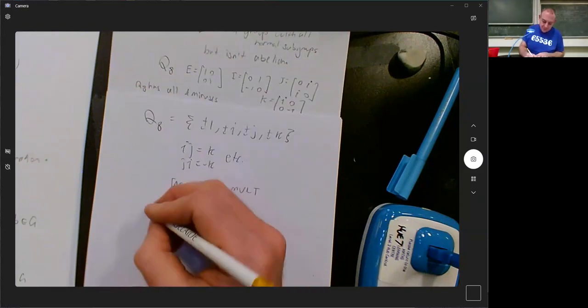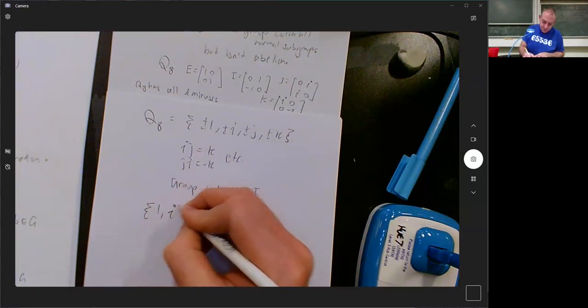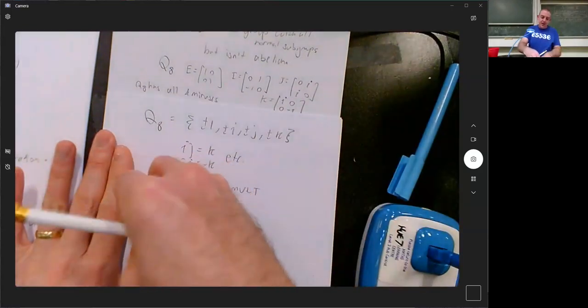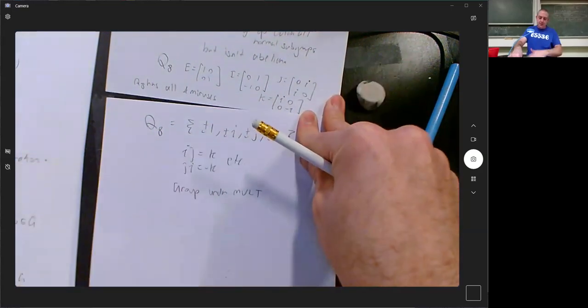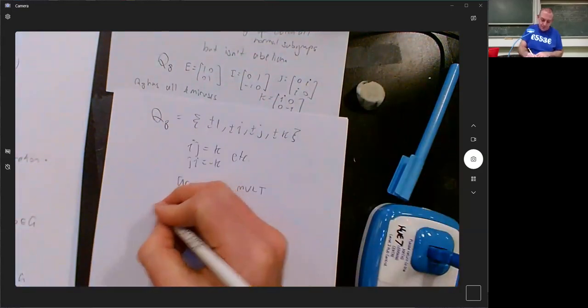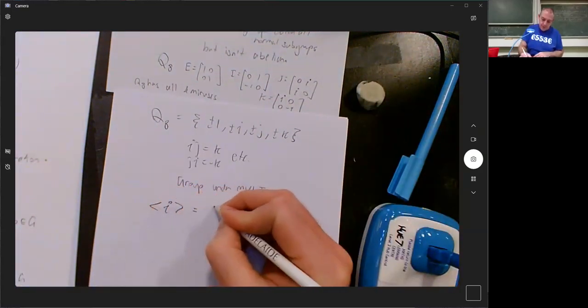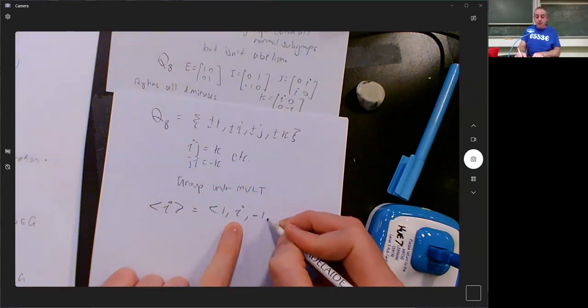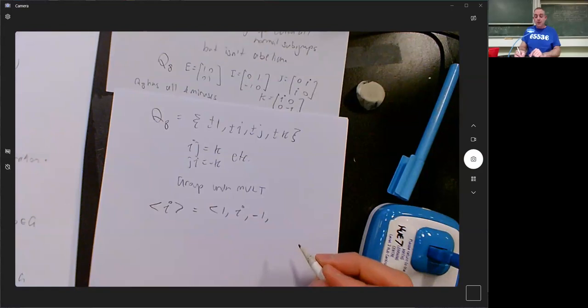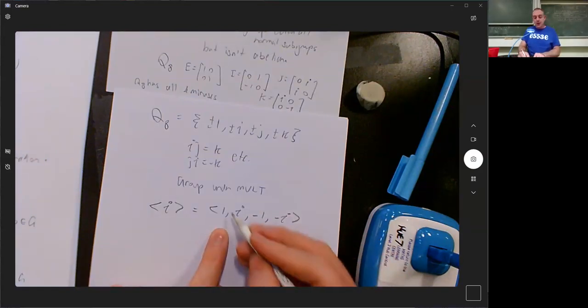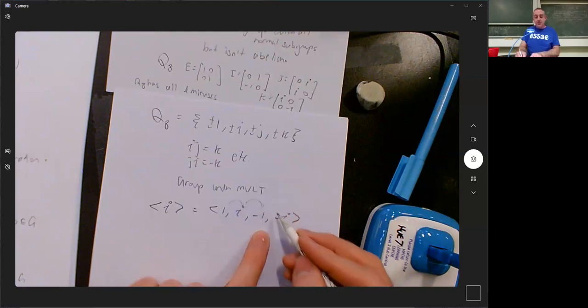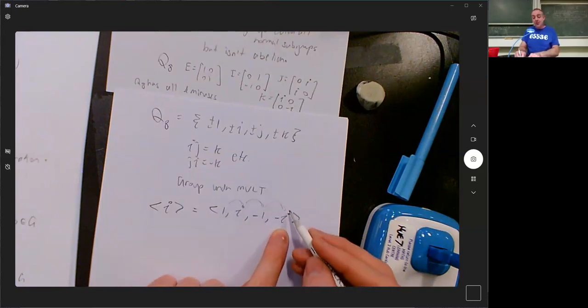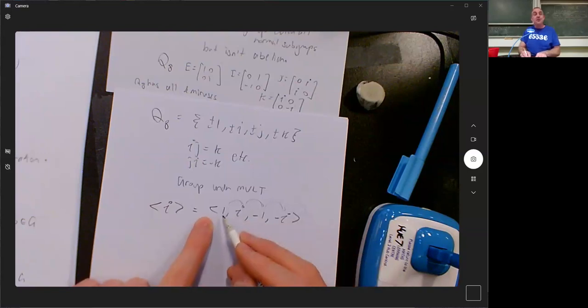Just bear with me. So the subgroup generated by i has 1 and i, and then, oh no, would be that, wouldn't it? Multiply by i again, you get -1, multiply by i again, you get -i, multiply by i again, you get 1.